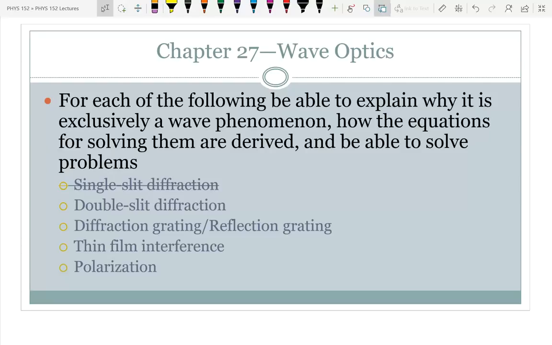Let's start with all of them except for polarization have one thing in common. They're all using interference. They're all using two waves meeting together and adding up. Getting constructive interference, destructive interference. So make sure that you have in your head the conditions for constructive and destructive interference. Of course, you'll have the equation, but you need to understand what constructive interference means, what destructive interference means.